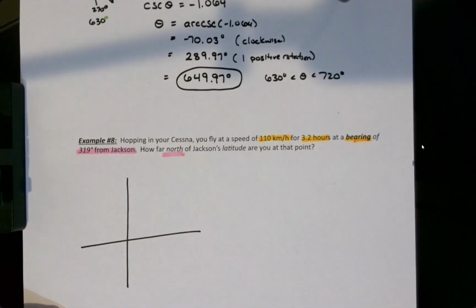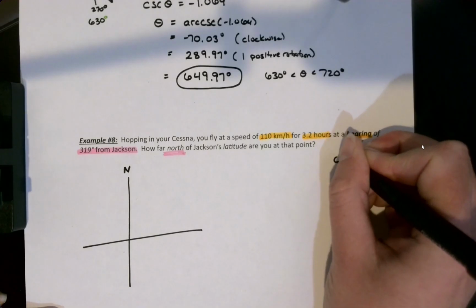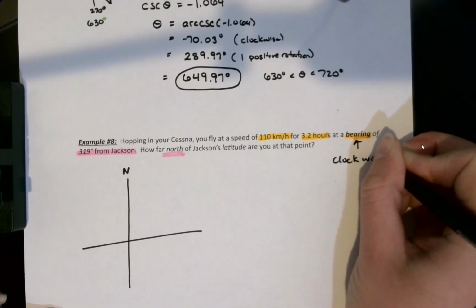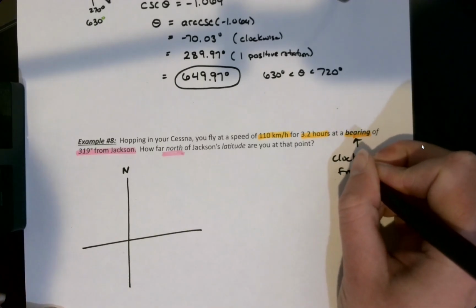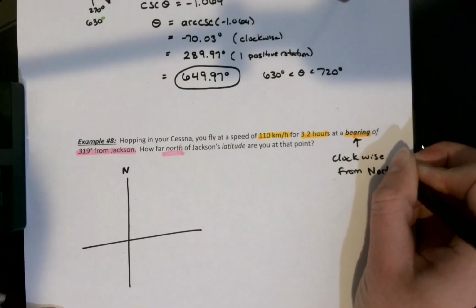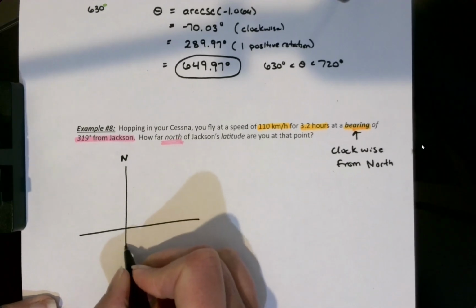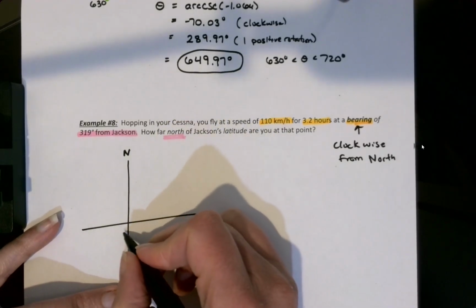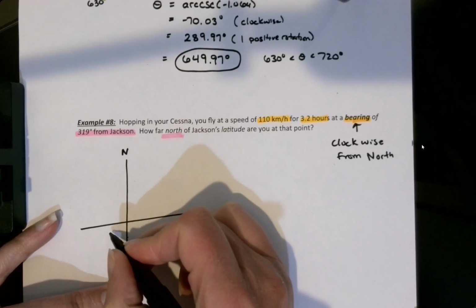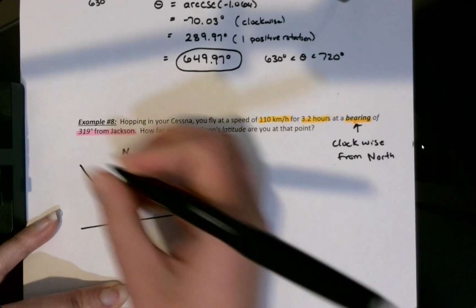First, I need to remember what bearing means. Bearing is always measured clockwise from north. It's not a standard angle, which is measured counterclockwise from the x-axis. It's clockwise from north. So north, south, east, west. 90, 180, 270. If I go 90, 180, 270 clockwise from north, that would put 319 over here.